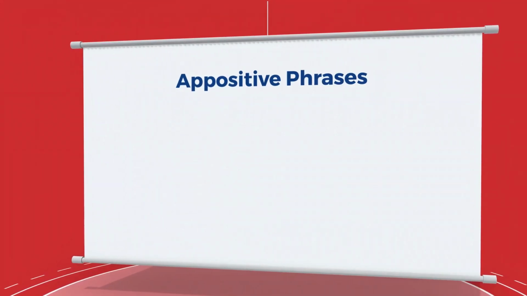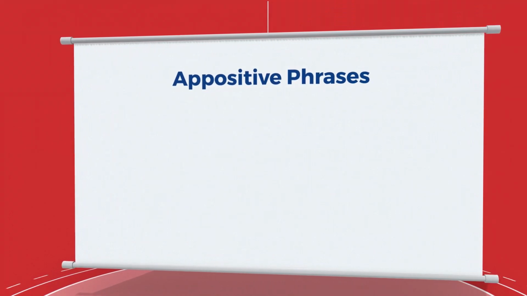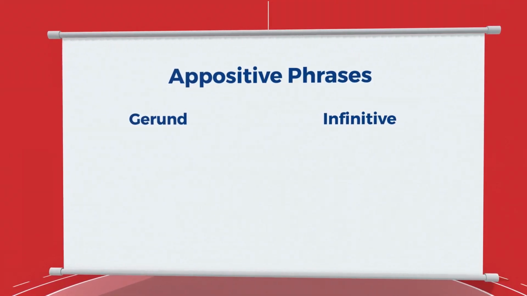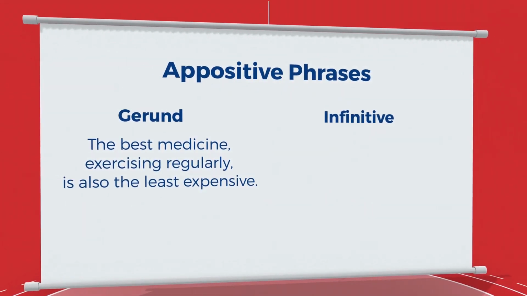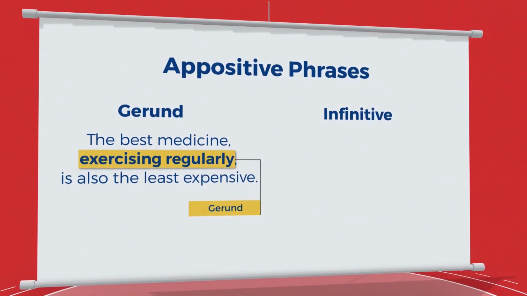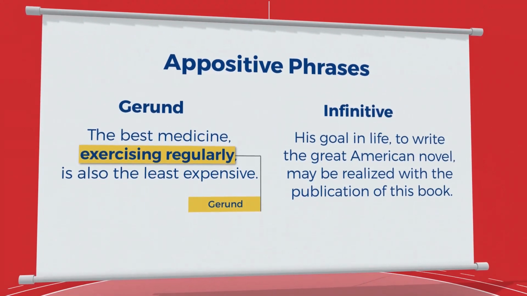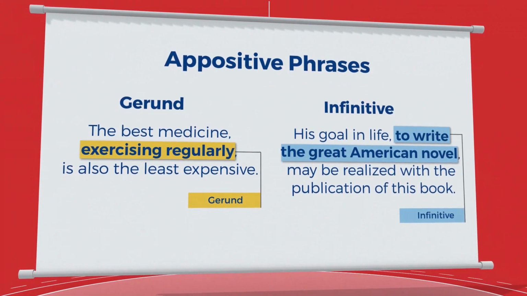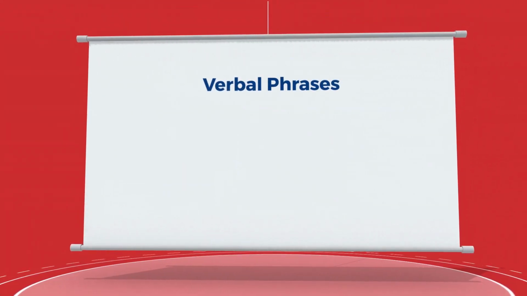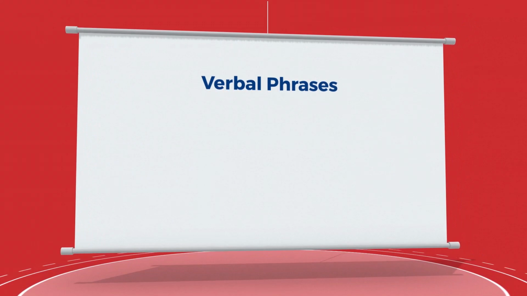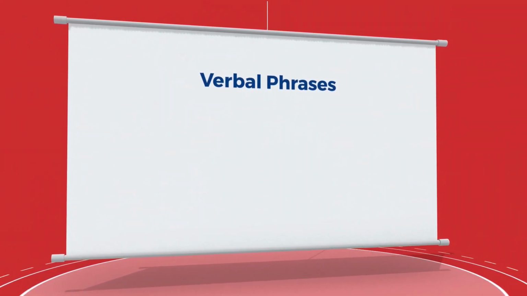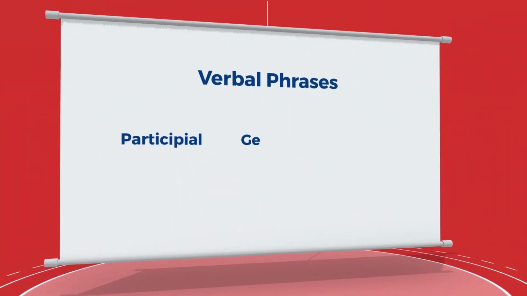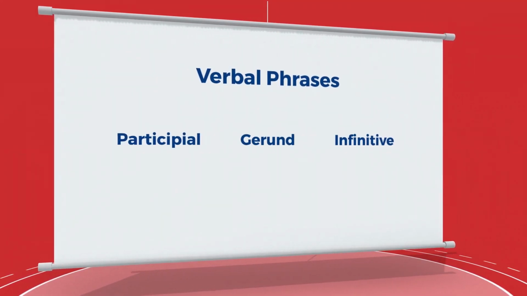There are also 2 subtypes of appositive phrases: gerund and infinitive. A gerund phrase includes a verb ending in ing, as in exercising. An infinitive phrase starts with to, followed by a verb. The last type of phrase is the verbal phrase, which contains a verb form that does not serve as a verb in the sentence. There are 3 types of verbal phrases: participial, gerund, and infinitive.